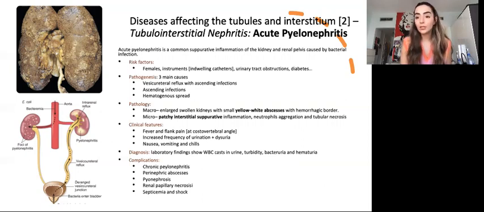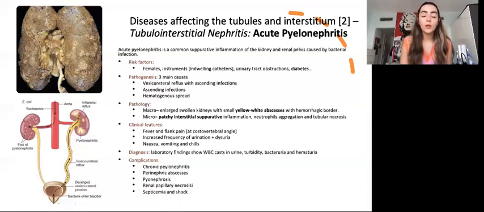We have some risk factors associated with this disease. As I mentioned before, females are more affected than males. Instruments such as indwelling catheters, and urinary tract obstructions, such as with benign prostatic hyperplasia that arises in males, or it can be from pregnancy because you get urine stasis due to the pressure on the bladder and the ureters. Or it can just be from urolithiasis, which is stones. Also common in diabetics or patients with neurogenic bladder dysfunction. So you get stasis of the urine in that case.